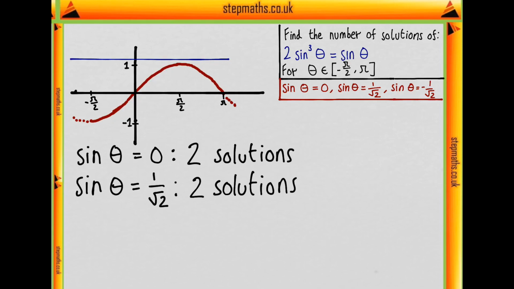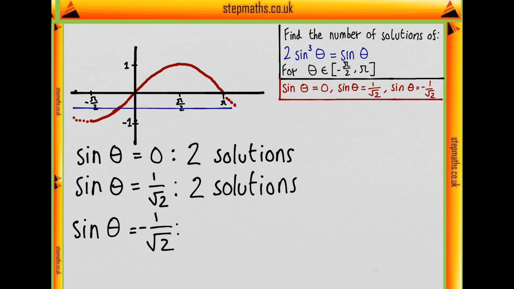Now for our final case, sine theta equals minus 1 over root 2. So let's do exactly the same thing, but we get a slightly different result here. When we move this blue line down, it's roughly here. So we certainly intersect it once here, but never over here between 0 and pi. So we get 1 solution here.